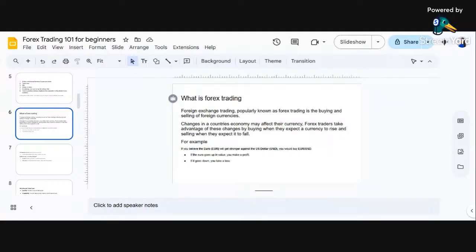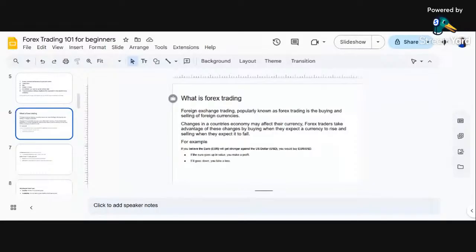So when you expect changes in a country's currency, you take advantage of those changes. So when you expect the currency to rise, then you buy. When you expect the currency to fall, then you sell that currency, right? So for example, now let's say the euro versus USD. Because when forex trading currencies, they go together, because you are buying one and selling one.